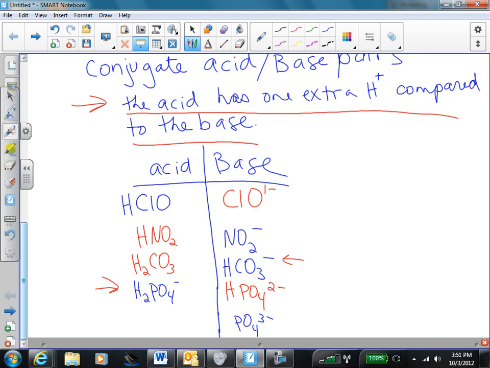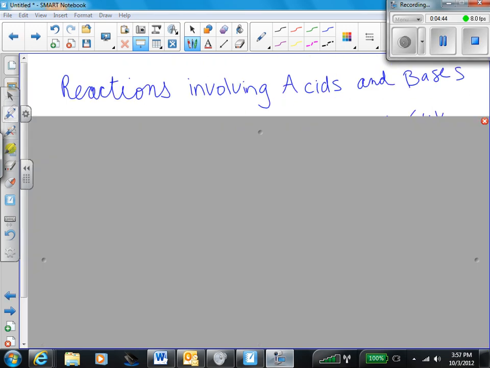Okay, HPO4 2-. As a base, what do I need to do to make it an acid? Yes, I need to add an H+ to it. So, what will my final answer be? Hopefully you got it. HPO4 2-, because we added 1 to the charge.